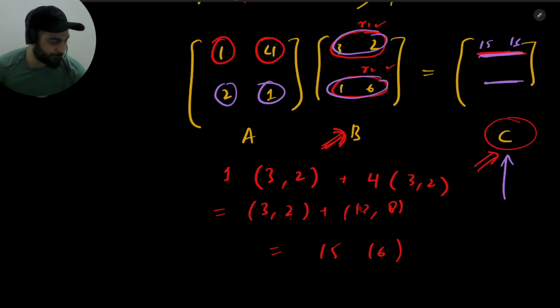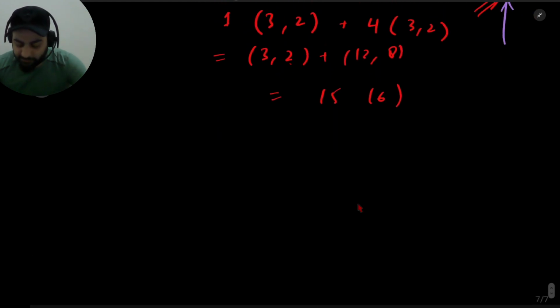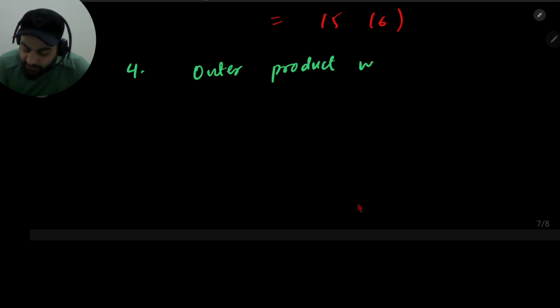Nice. So now I have one more method, maybe two more methods. Let's call it the fourth way. 1, 2 and 3 are done, so the fourth way I'll call the outer product way. Let's first define the outer product. So what does outer product mean?